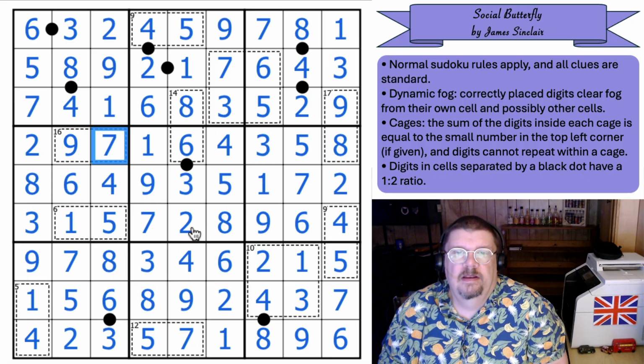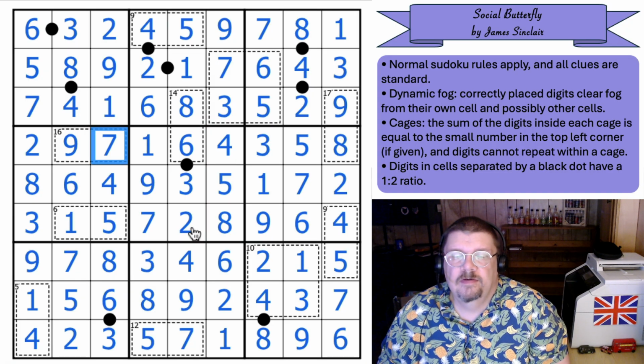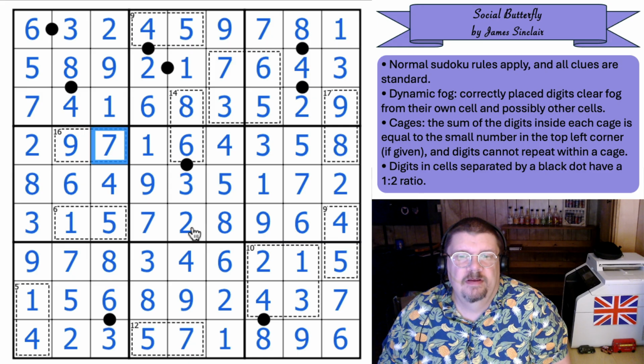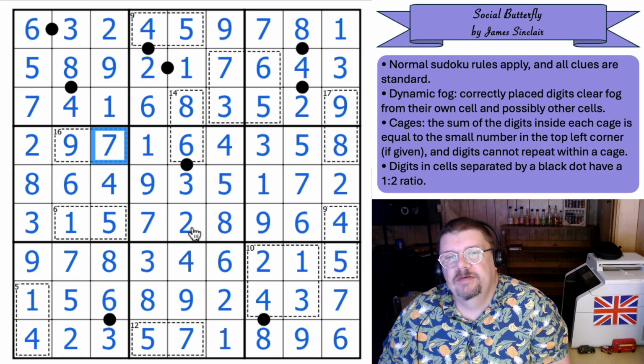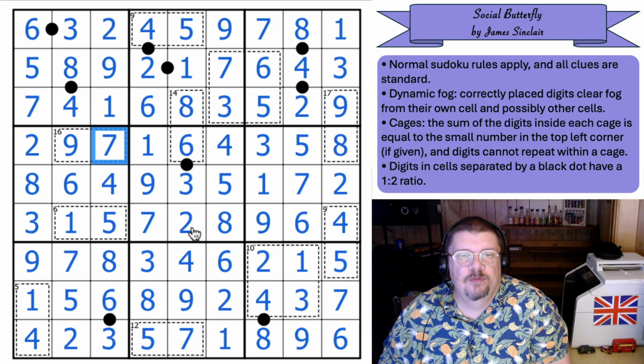That is a lovely foggy puzzle. Social butterfly because you're flitting from one part of the grid to the next. And I really enjoyed it. Thank you very much to James for setting it, and go check out his artisanal Sudoku.